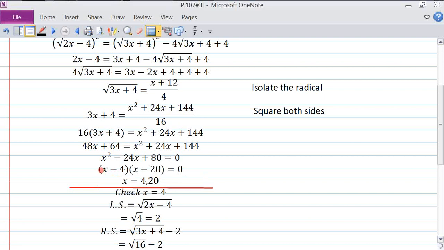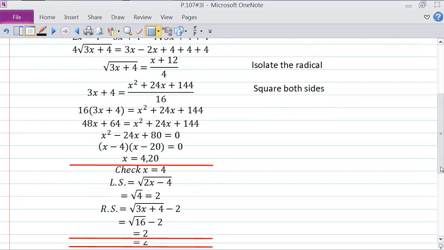So now what I'm going to do is take the first times the first, factor this actually as this, and to show that the first times the first is x squared, the minus 4 times the minus 20 gives me plus 80. The inner is minus 4x and the outer is minus 20x, and they sum to minus 24x. So these are the factors of this, so we get x equal to 4 and x equal to 20.